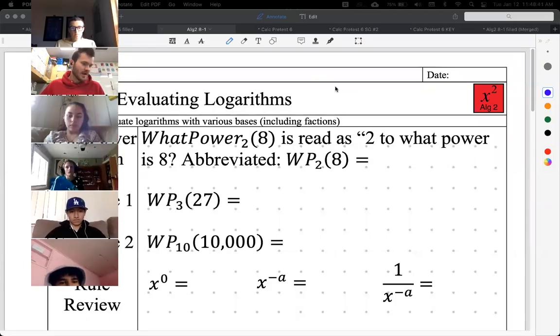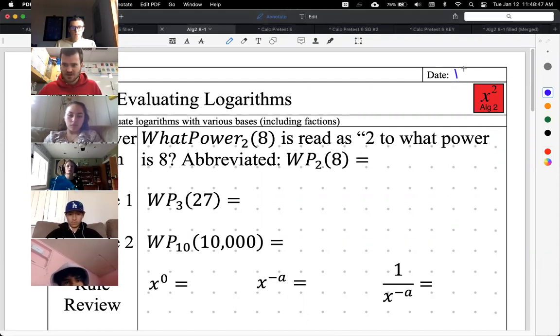Welcome to Algebra 2. Our notorious unit has begun, logarithms, Unit 8. Today's date is January 12th, 2021.